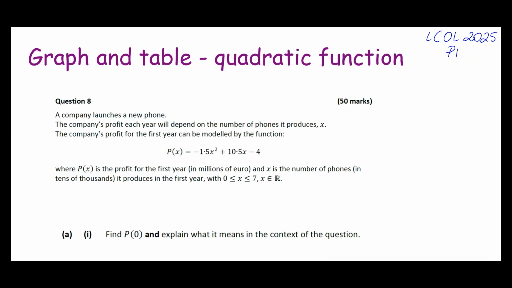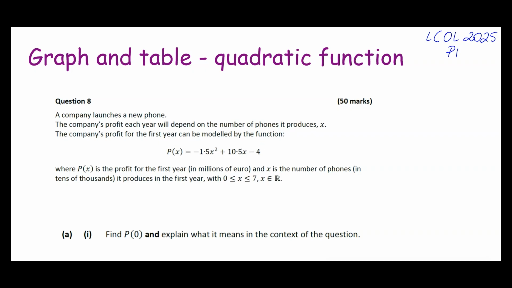Graph and table of quadratic function, something that comes up in your exam pretty often, and they are good points to get good marks. A company launches a new phone. The company's profit each year will depend on the number of phones it produces, x. The company's profit for the first year can be modeled by the function, and we are given the function.